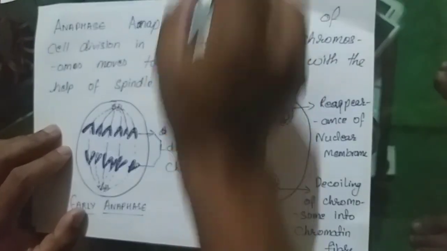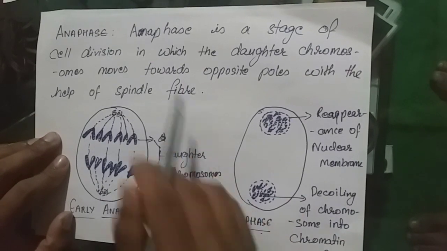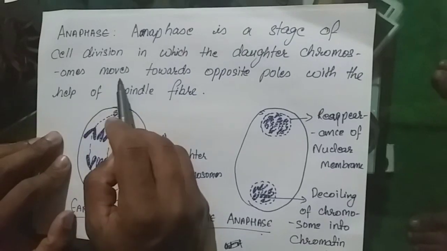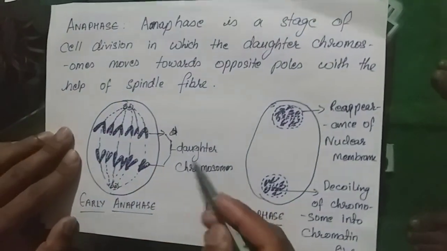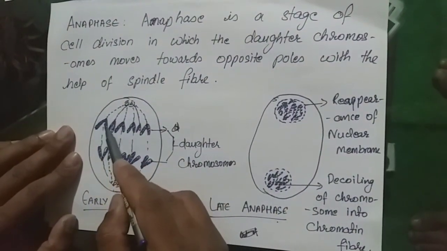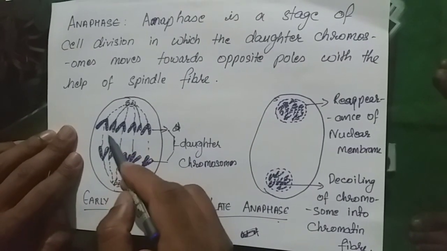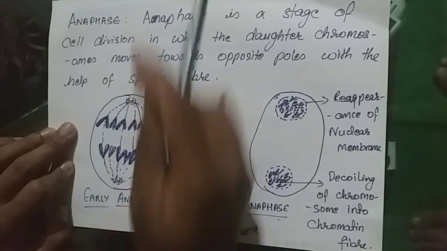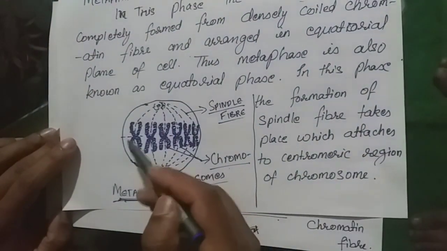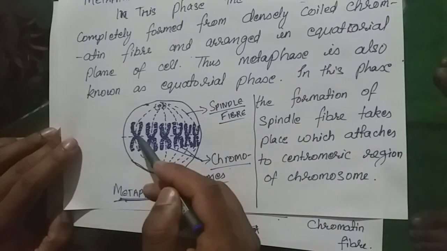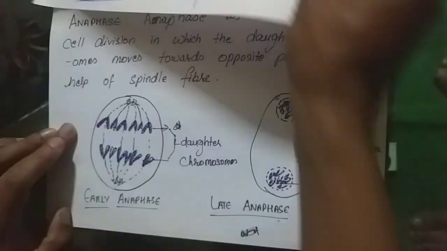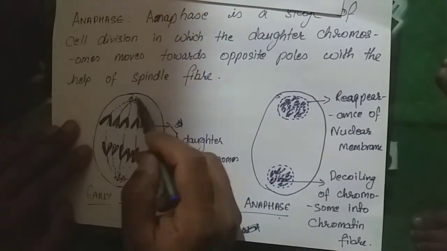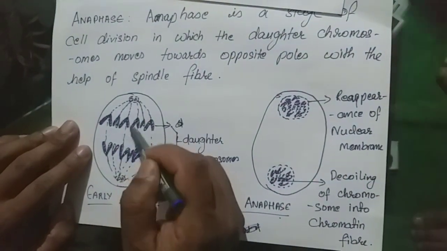Now the next phase of the mitotic cell division is anaphase. Anaphase is a stage of cell division in which the daughter chromosomes move towards opposite poles with the help of spindle fiber. You can see there are daughter chromosomes. First it was an X-like structure, now there are daughter chromosomes. They have separated and they are moving towards opposite poles. In this diagram, this is an A-like structure and this is a V-like structure. The V-like structure is moving downward, towards the opposite pole, and the A-like structure is moving upward, so both are moving towards opposite poles.